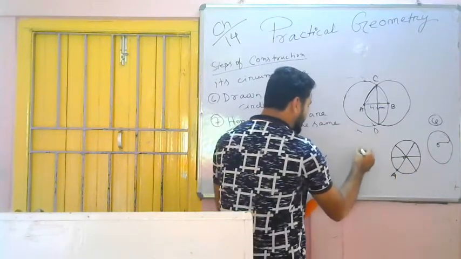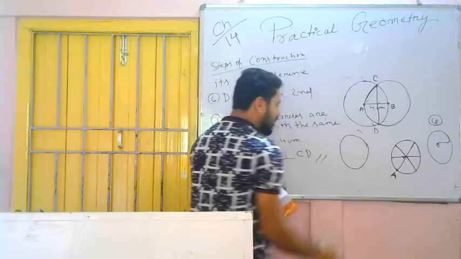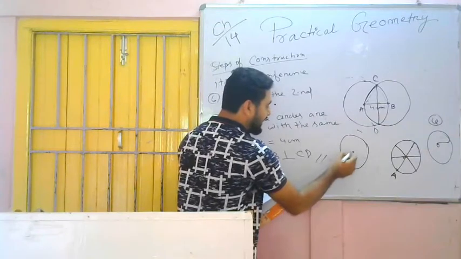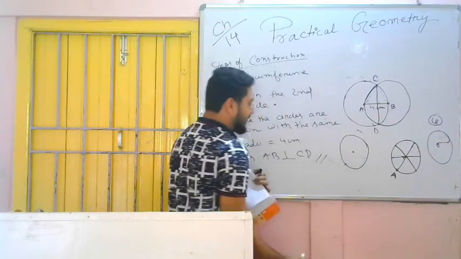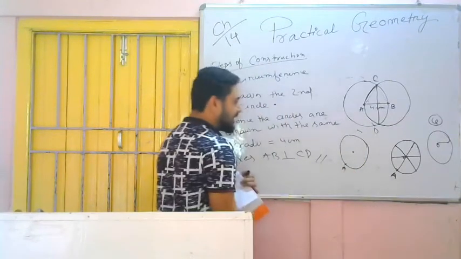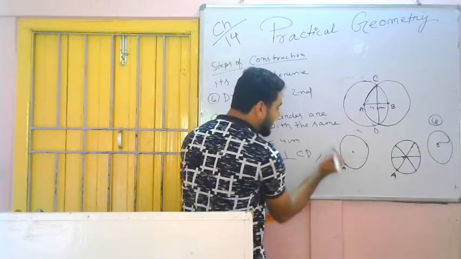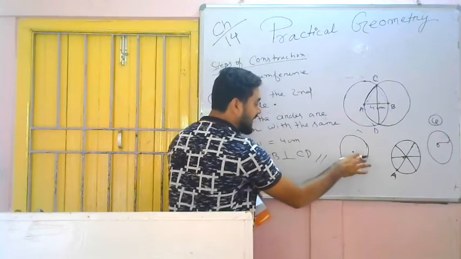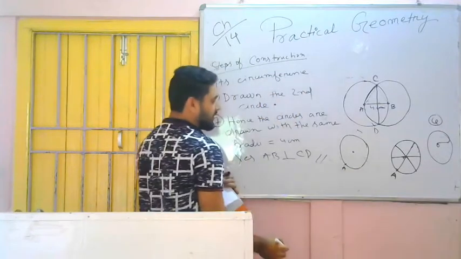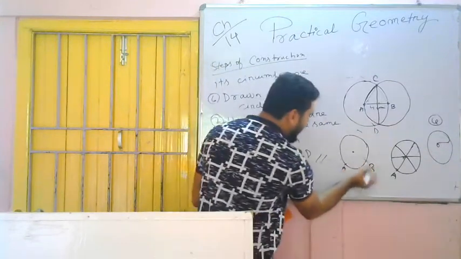First you have drawn the circle. After that, keeping the radius the same, you mark here A. Then, taking this radius, placing the compass here, you mark another point, and you give it the name B.